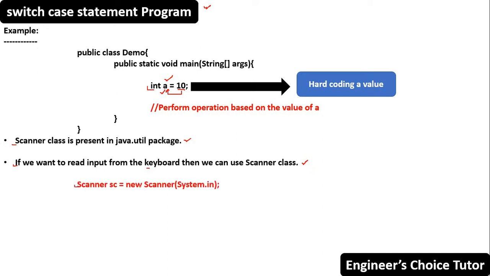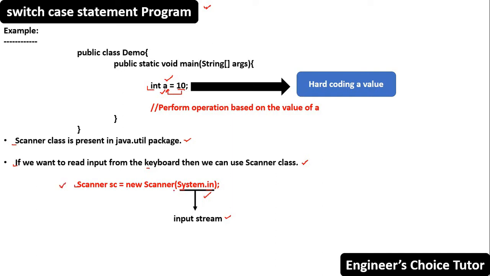Scanner sc is equal to new Scanner, and what is the argument? System.in. So basically, what is this System.in? It is basically an input stream, right? Input stream. So this System.in is used to take input from the standard input. It works just like taking input from the keyboard. Clear with this point?